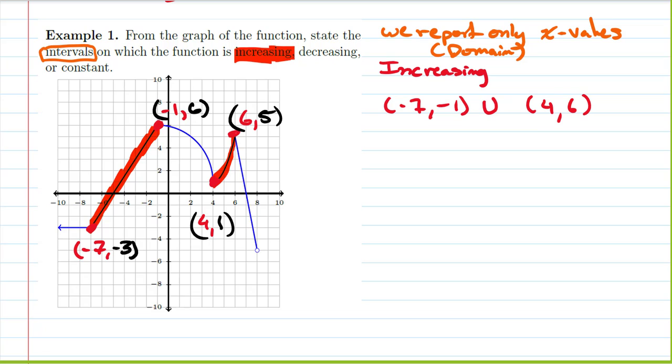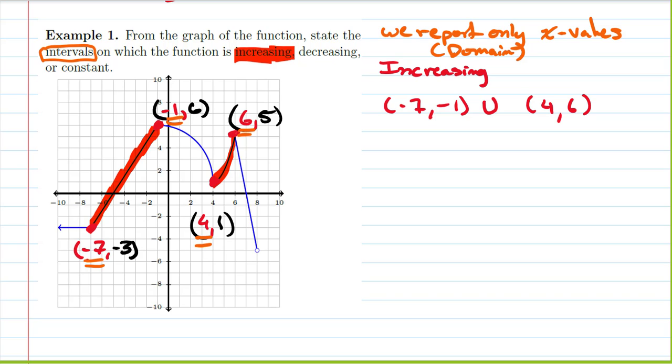So when we're writing our solutions, we're only taking the x values when we're talking about increasing, decreasing, and constant. Nowhere in there do we actually reference the y values. So it was increasing on this part where it's red, but it's increasing from x equals -7 to -1, and from x equals 4 to 6, which is the two things we're going to write for our solution.